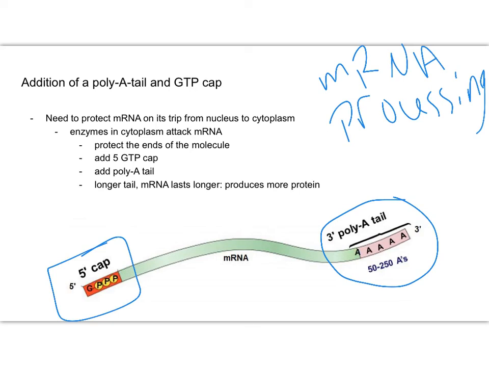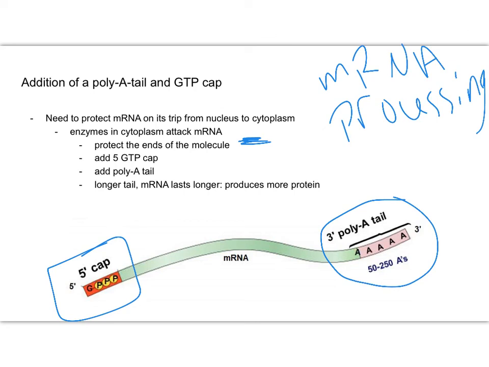My GTP 5' cap and my poly-A tail are both used to help protect the messenger RNA from being degraded or broken down as it moves out through the cytoplasm. One of their jobs is helping to protect the ends of that messenger RNA so that if anything starts getting broken down or dissolved, it's not the important part of the messenger RNA. The 5' GTP cap will help one end, and the poly-A tail will get added to the 3' end. The longer my tail, the longer that messenger RNA will last. The longer the messenger RNA lasts, the more of the protein that particular messenger RNA will make.